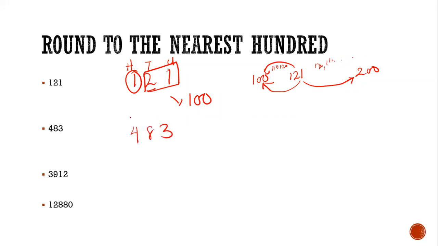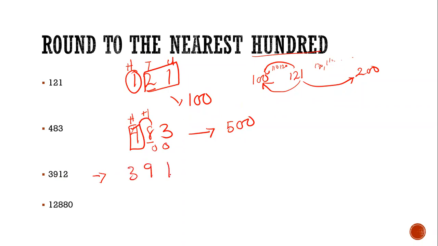483. Okay, the 100 here is 4. The number immediately after 4 is 8. Is 8 5 or more? Yeah, 8 is greater than 5. Okay, so we're going to round this up to 500. Whenever we round up, we just add 1 to this number here. We have 500. The rest becomes 0, 0, because we're trying to round to the nearest 100. So we have to get something like 500, 600, 700.